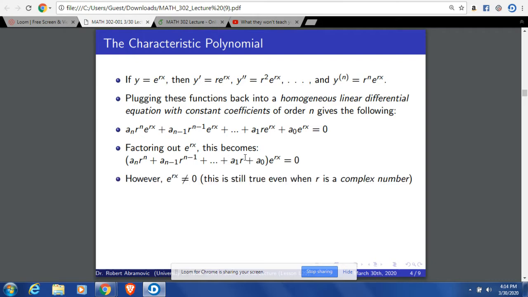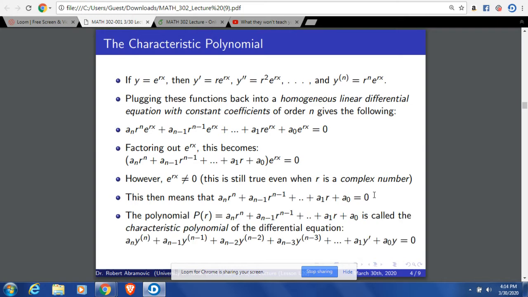e to the rx is never 0. That's still true when r is a complex number. This means a_n r to the n plus a_{n-1} r to the n-1 plus all the way to a_1 r plus a_0 is equal to 0. What's on the left-hand side here is called the characteristic polynomial, and this equation is called the characteristic equation corresponding to the differential equation of order n.